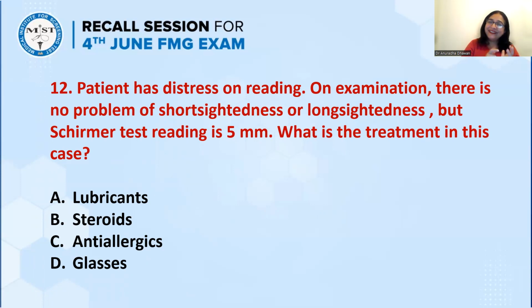We know the Schirmer test is a test done for, as we have learned, dry eyes. Mostly, if the Schirmer test reading is less than 10 millimeter, that indicates a severe dry eye. So what is the treatment in this case? I think the choice was very, very straightforward. Lubricants are the treatment for the dry eye.